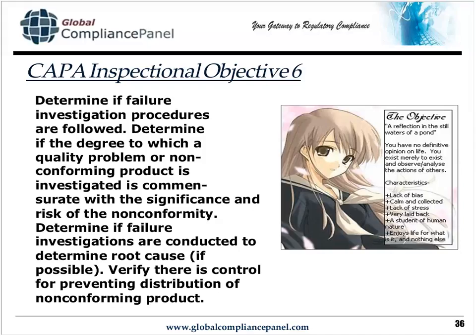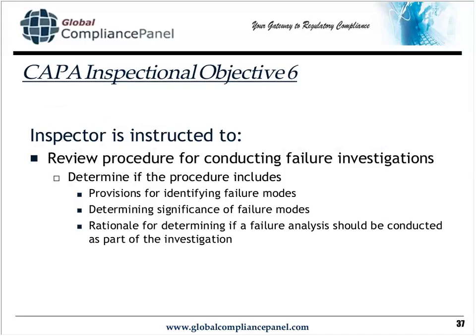You've got to also determine in Objective 6 whether root cause is determined. If it's not possible to determine root cause, you've got to explain why your proximal cause is sufficient enough. And the inspector in Objective 6 is also going to take a look at whether you have control for preventing distribution of nonconforming product. So here, the inspector is going to review your procedure on how you conduct failure investigations.